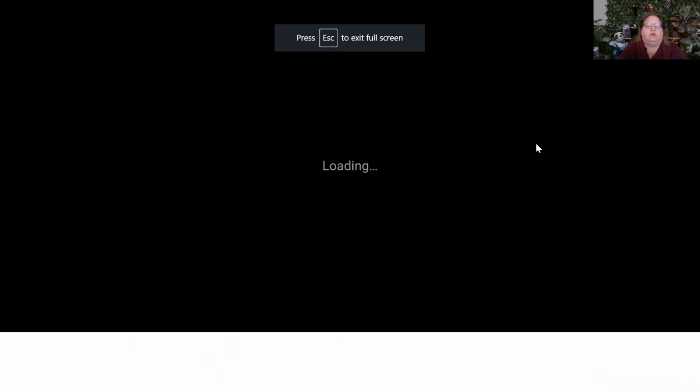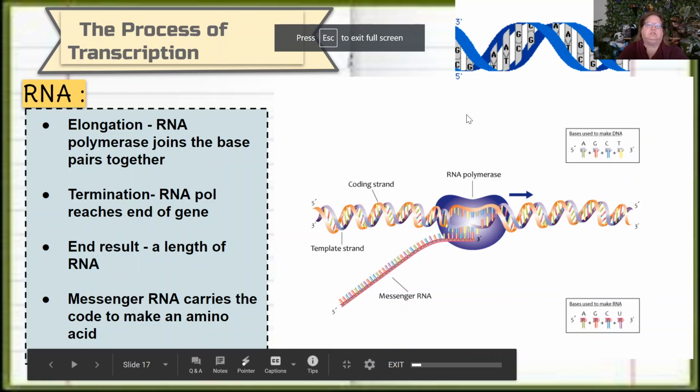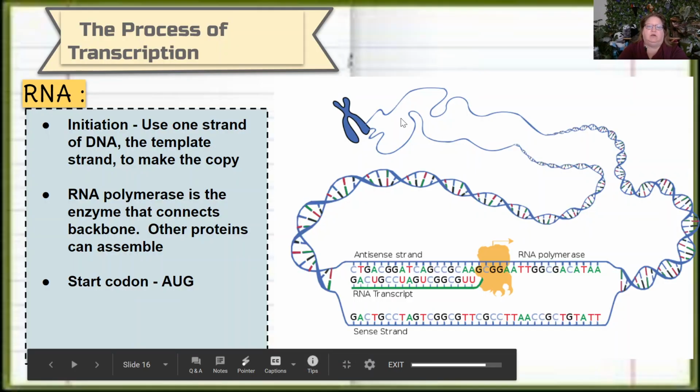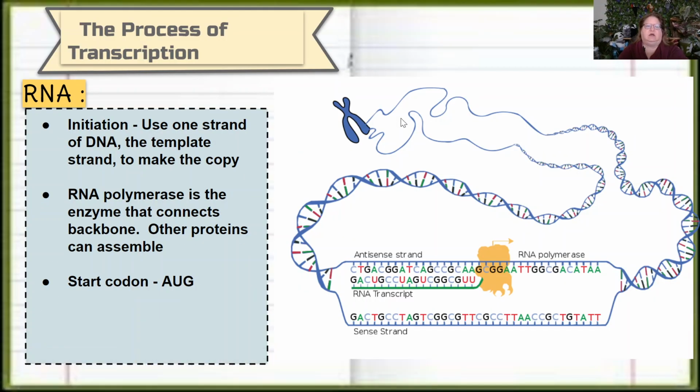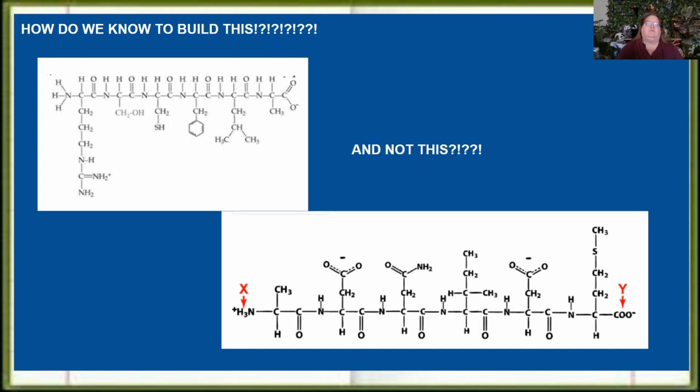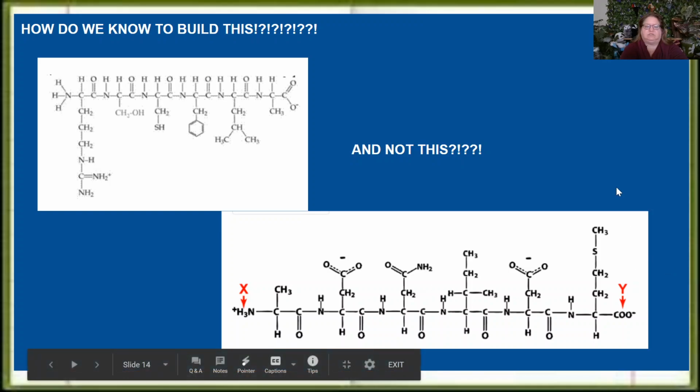Hello. We are going to be continuing our discussion about making a protein, and we are going to be starting with the mechanics of transcription. So remember, we left off the other day with this question: how do our cells know how to build this amino acid strand versus this amino acid strand?